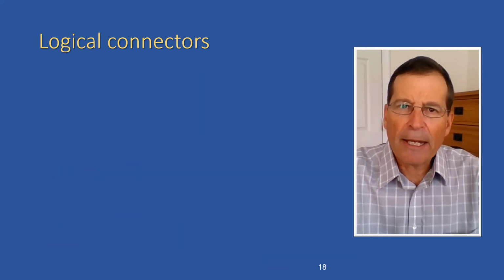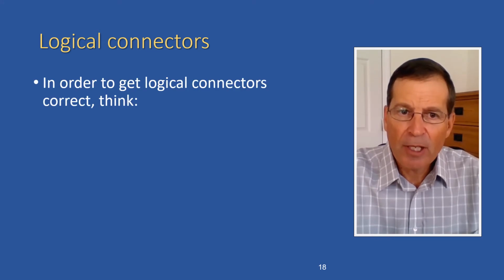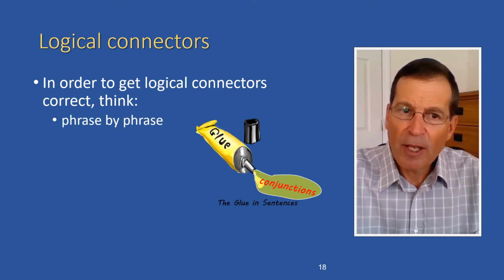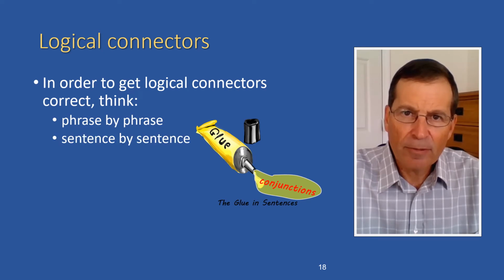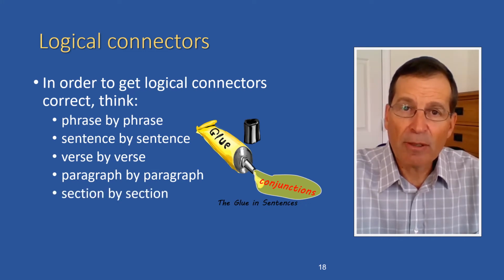One important area, in order to make sure your first draft is clear and accurate, is logical connectors. In order to get logical connectors correct, first start thinking small, phrase by phrase, then how those phrases fit together, then sentence by sentence, verse by verse, paragraph by paragraph, and even section by section.